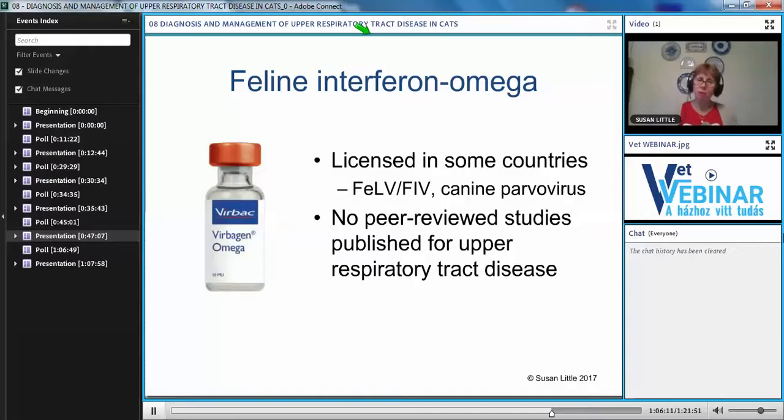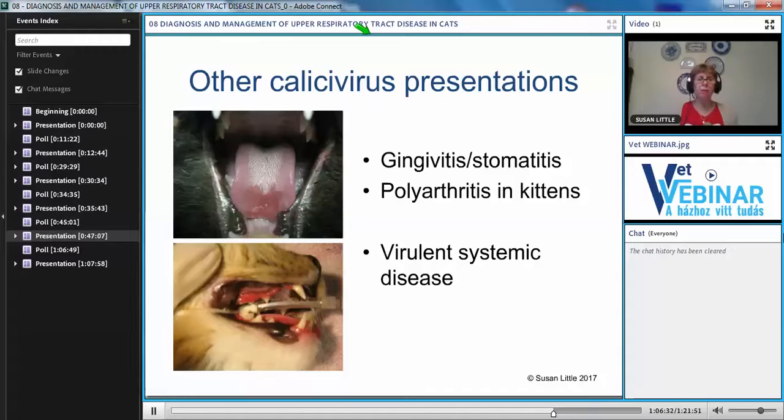For upper respiratory tract disease, we have no published data, so I can't point you to any research that would tell you how effective this is. You may know from your own experience if you've used this. Again, we don't have it in Canada, so I don't have any experience with it. So that's herpes. Let's look a little more closely at calici and some calicivirus presentations.